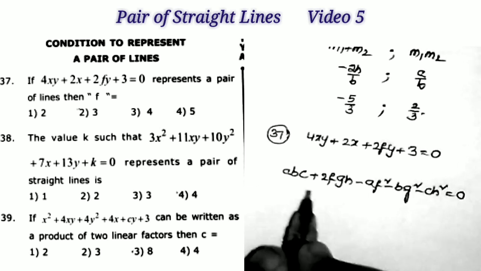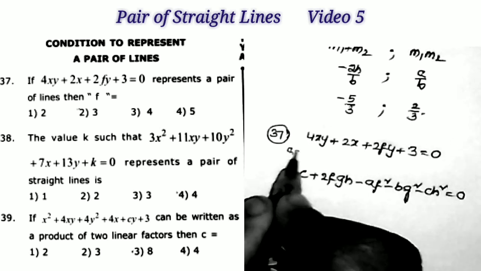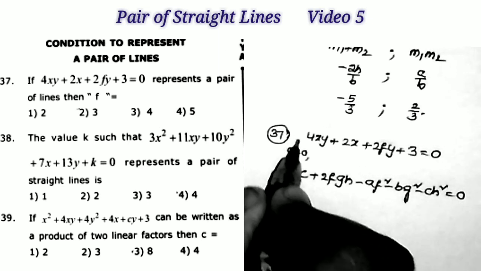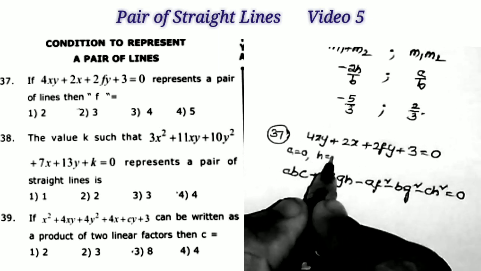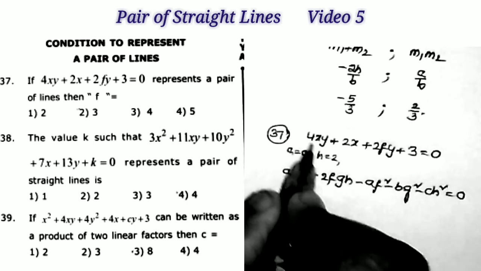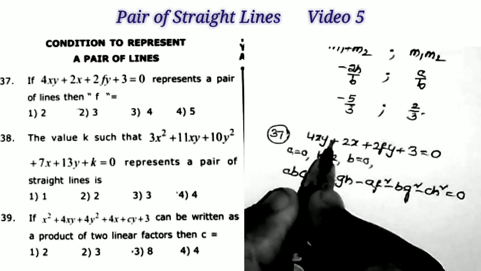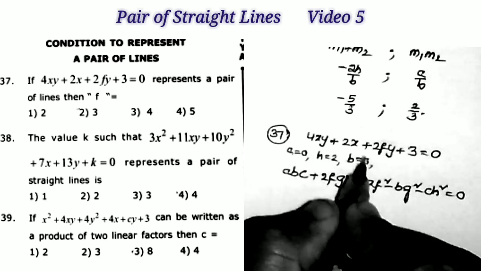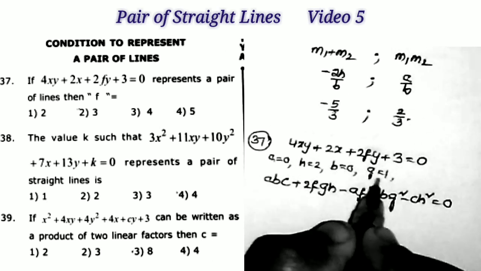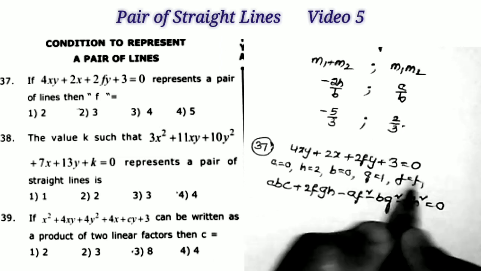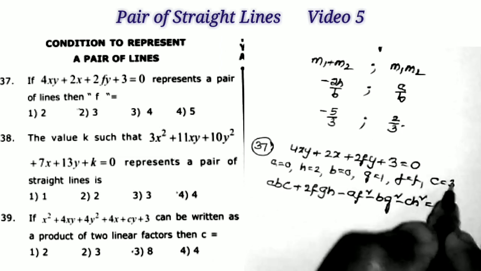Before that, first we take the values. What is the value of a? a is equal to 0, there is no x square term. And 2h is equal to 4, so h is equal to 2. And b is equal to 0, there is no y square term in the given equation. 2g is equal to 2 means g is equal to 1. f is equal to f and c is equal to 3.